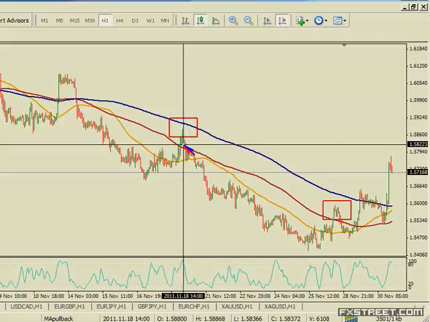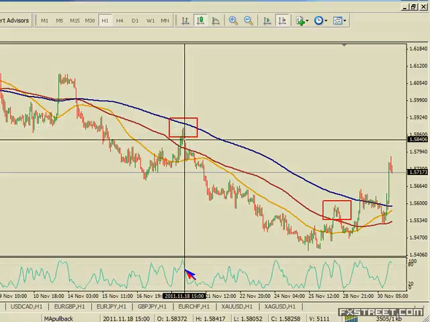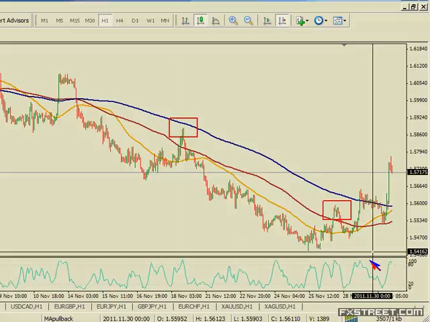But here we have a cross below. Correct order of moving averages goes well beyond the 100-period simple moving average. You get in right around here after that cross and close below overbought. You go in short. You have your defined risk. You have your defined reward. And that would have been a good trade as well.